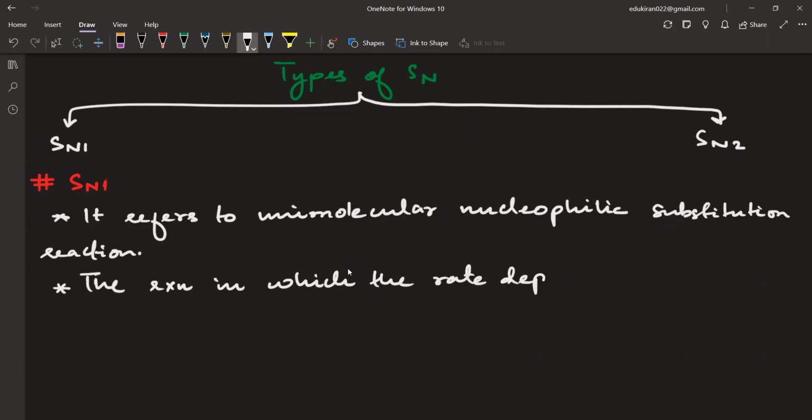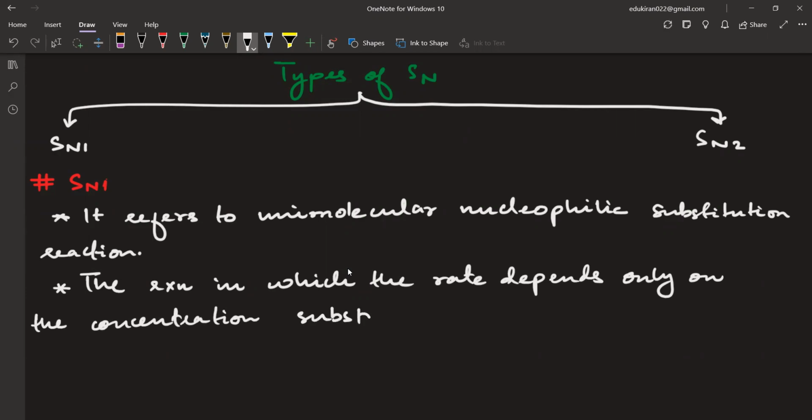the rate depends only on the concentration of substrate. Since we are doing a general Sn, but in this chapter you will write that it depends on the concentration of substrate, that is alkyl halide. Okay.